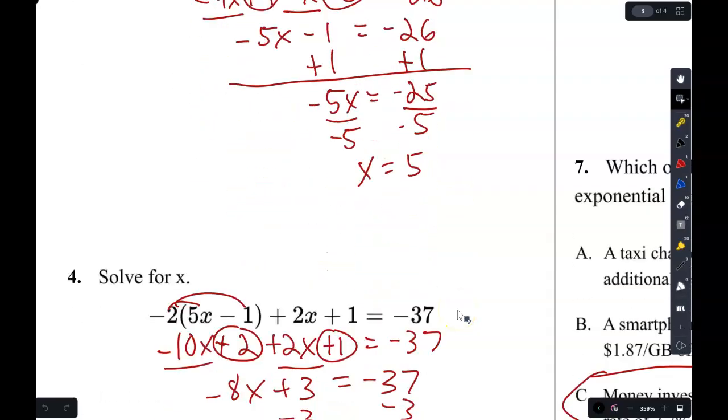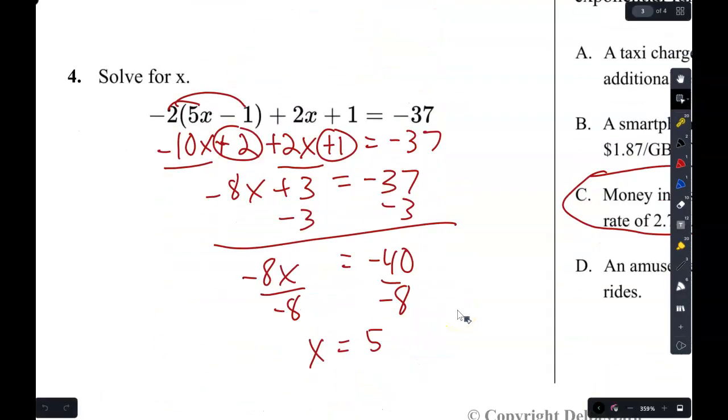All right, let's look at another one like that. Okay, here we're going to distribute first. We got negative 2 times 5x and negative 2 times negative 1. Negative times a positive is a negative. 2 times 5 is 10x. Negative times a negative is a positive. 2 times 1 is 2. Everything else I have to bring down: 2x, positive 1, negative 37.